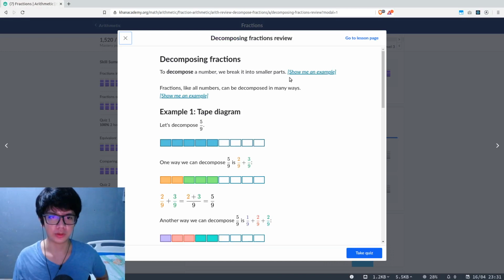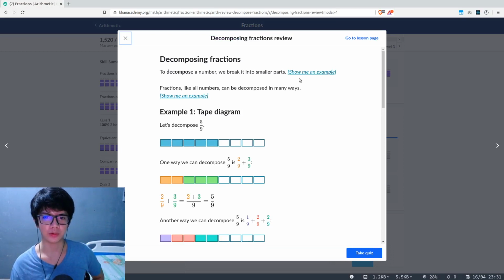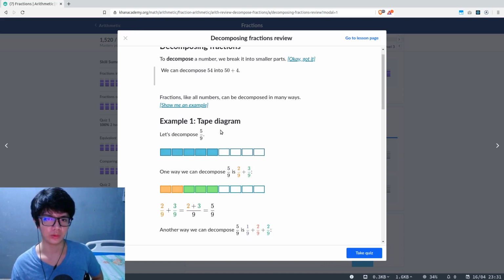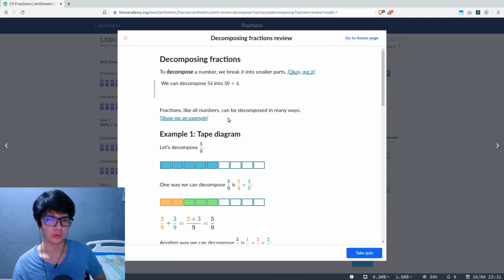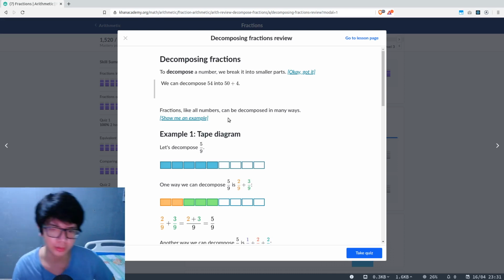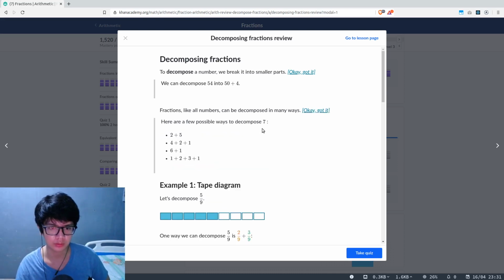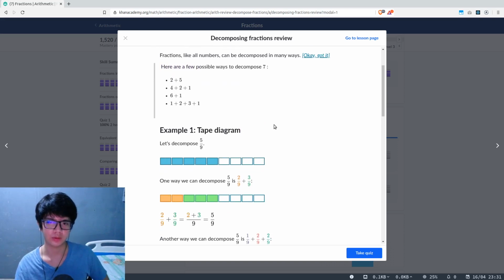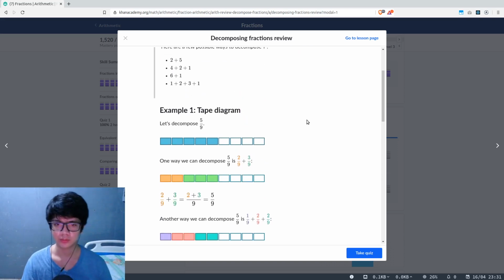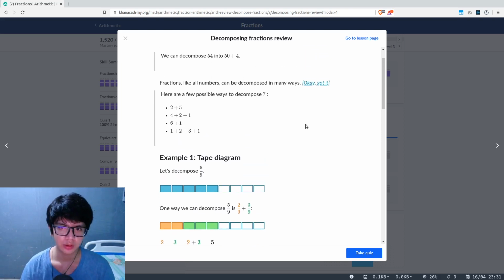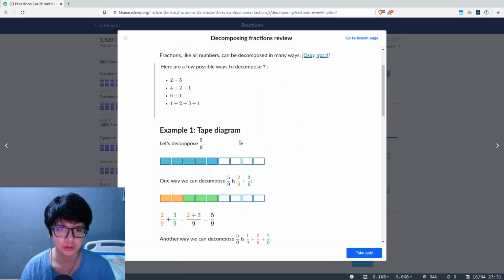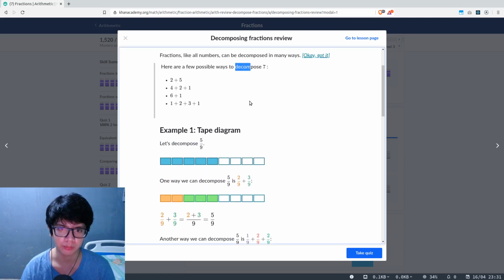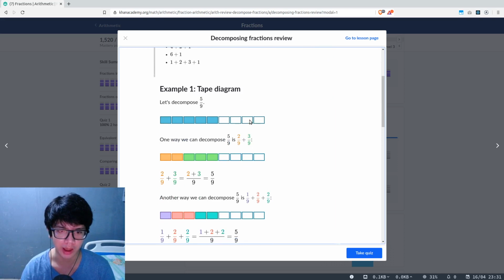Okay, so decomposing fractions. To decompose a number, we break it into smaller parts. You can decompose fractions, like all numbers, in many ways. Decompose is a pretty cool word. In our previous lessons, we said break up the numbers. I think decompose is pretty rad.